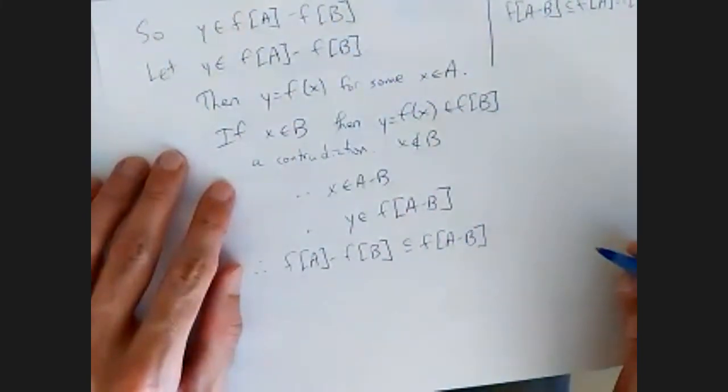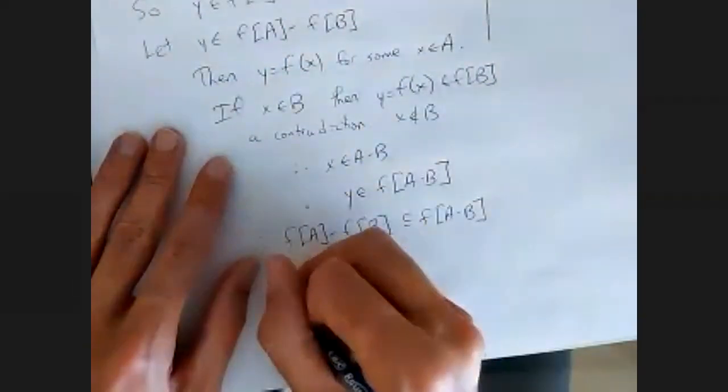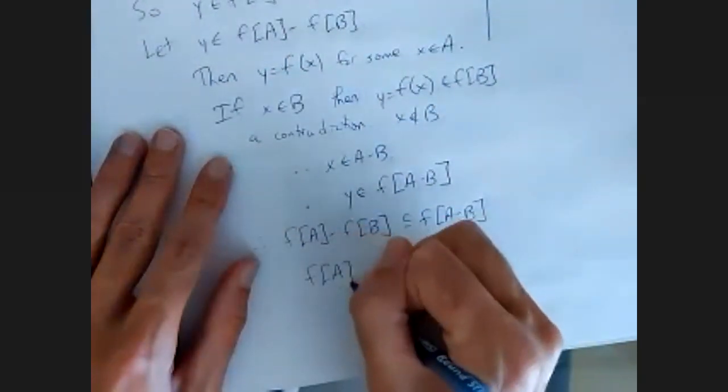Okay. And now we've shown they're both subsets of each other, so they're both equal. That's the end. And you can say, like, by axiom of extension or something.